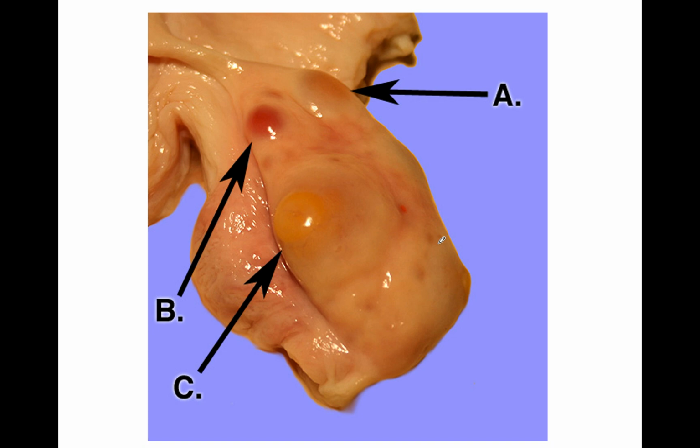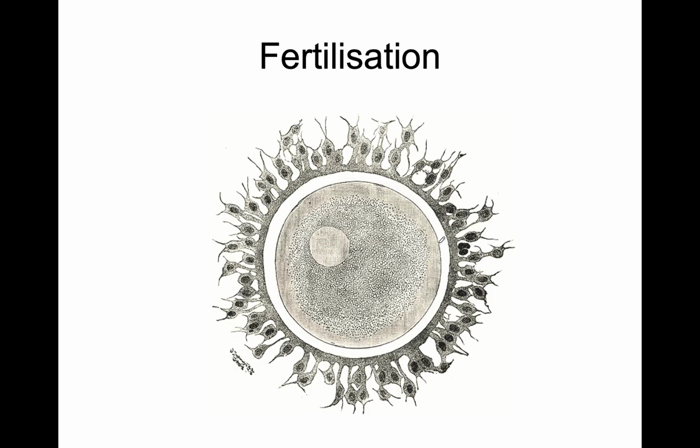Okay, here we have the pituitary gland showing the anterior on the right, posterior on the left. After spermatogenesis and oogenesis, fertilization may follow.